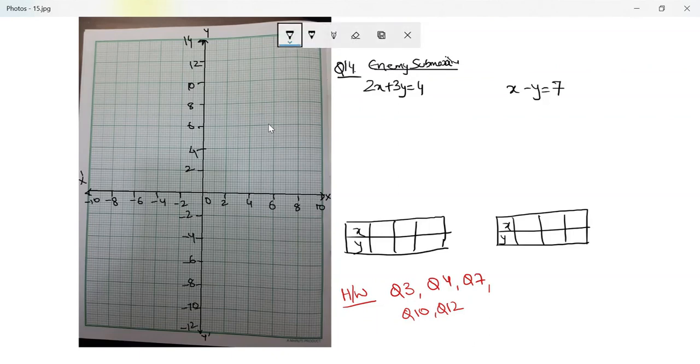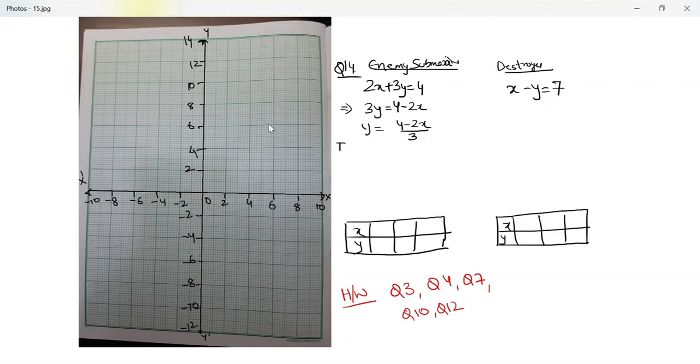On the same axis, a destroyer's course is indicated by this graph. So this is a destroyer which will destroy the enemy submarine. Use the graphical method to find the point at which the submarine and the destroyer intersect. So again, let's look at this. This can be written as 3y is equal to 4 minus 2x, which is my enemy submarine path. y will be equal to (4 minus 2x)/3.